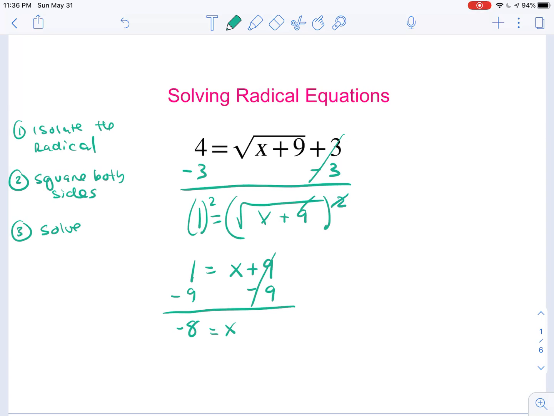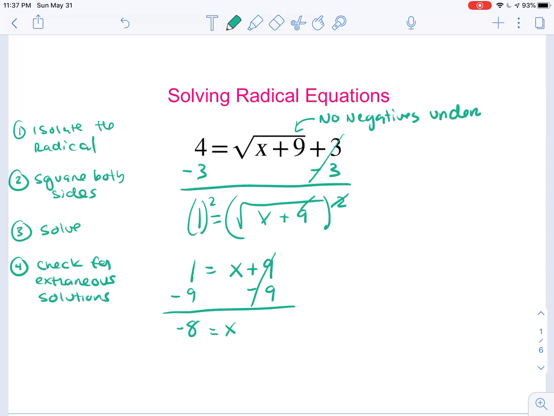Now, the one thing we need to remember about radical equations is that there cannot be negatives under the radical. Okay, so if there are any values of x that make the radical negative, right, which would be a complex number, we have to reject it as an extraneous solution. So the last step for these problems is check for extraneous solutions. Okay, check for extraneous solutions.